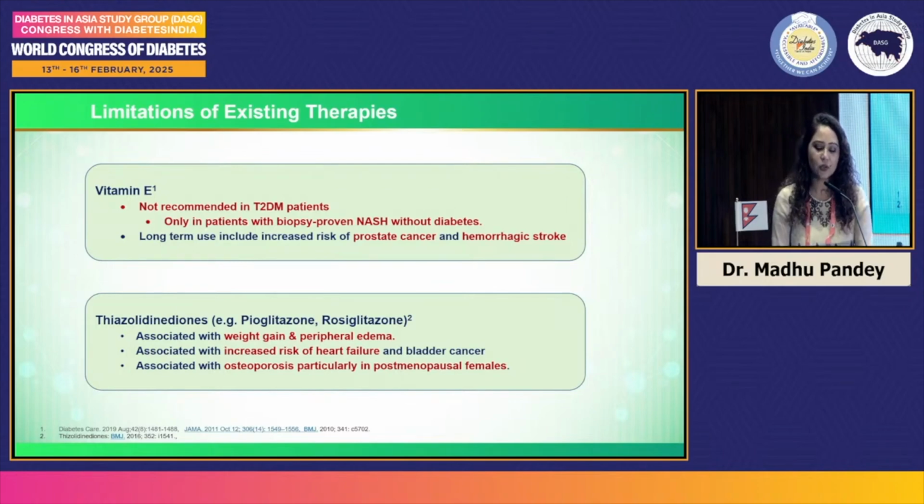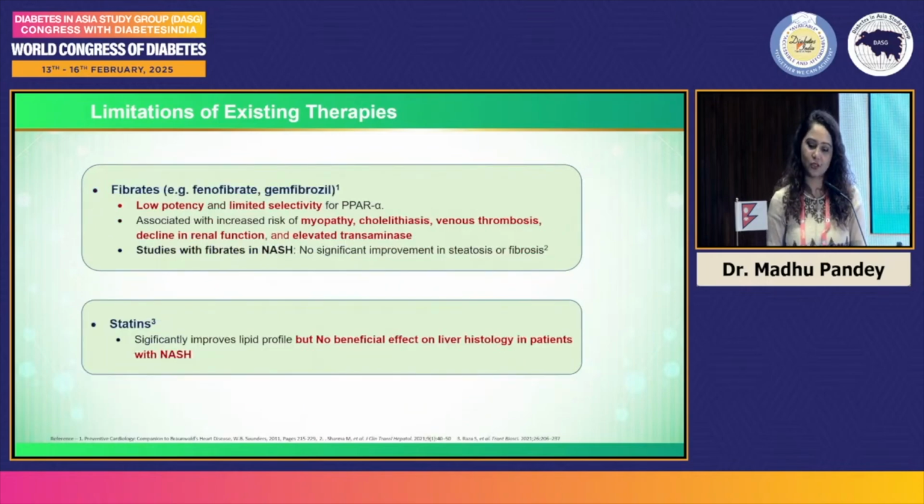And thiazolidinediones are associated with weight gain, peripheral edema, increased risk of heart failure and bladder cancer. So we should be cautious about using pioglitazone in our patients with NAFLD and type 2 diabetes. And it is associated with osteoporosis in menopausal females. So in that scenario also, we need to be more cautious about it.